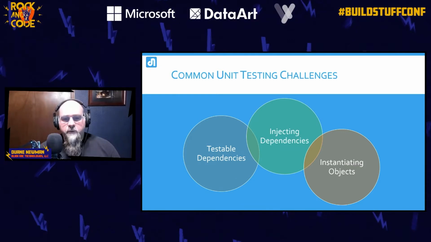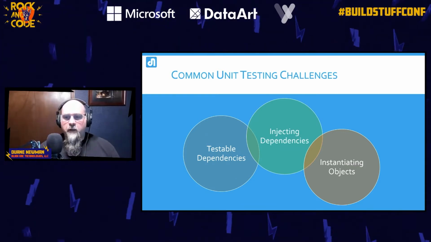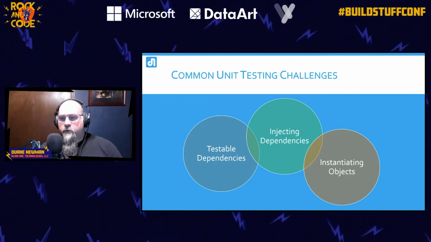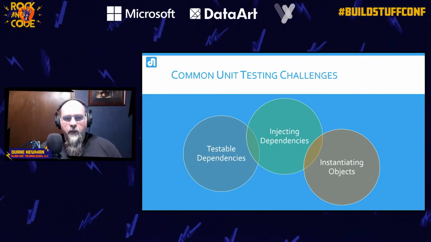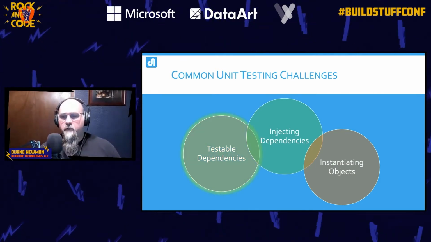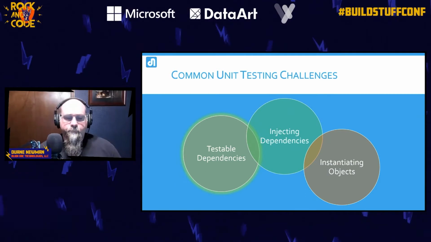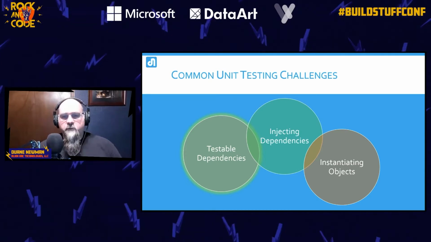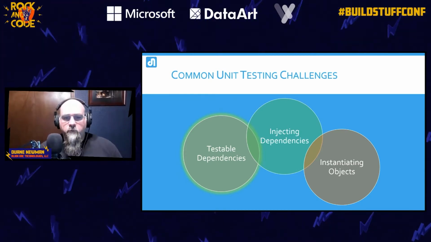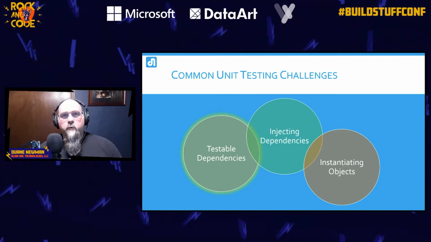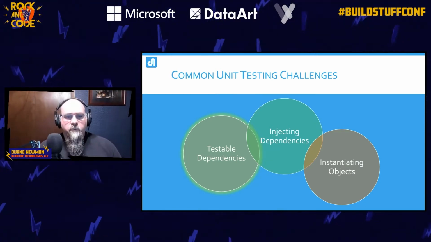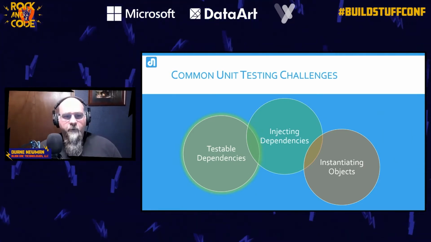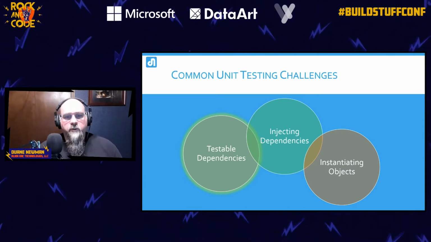with testing dependencies, injecting dependencies, and instantiating objects, all kind of a similar area of your tests and stuff that you've got to work with. And so I want to start by talking about testable dependencies. Really, this is about being able to control the behavior of the things we're testing, so being able to create a scenario that makes our tests work, that allows us to go through all the different parts of our code. So it's not just the happy path, but also failure modes and other situations like that.